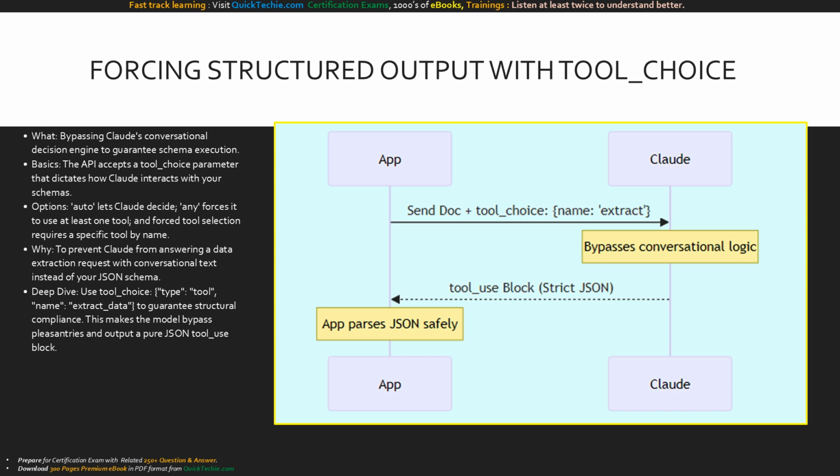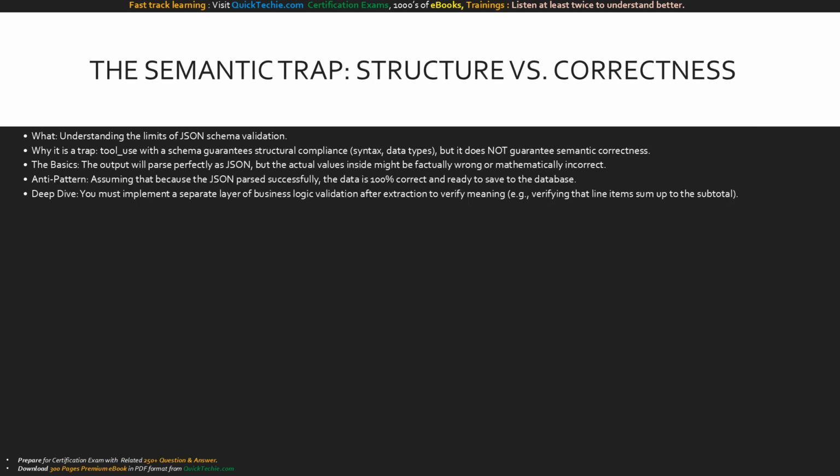Now we arrive at one of the most critical exam topics, the semantic trap. It is vital to understand that forcing tool use with a JSON schema guarantees structural compliance, but it does not guarantee semantic correctness. What does this mean?